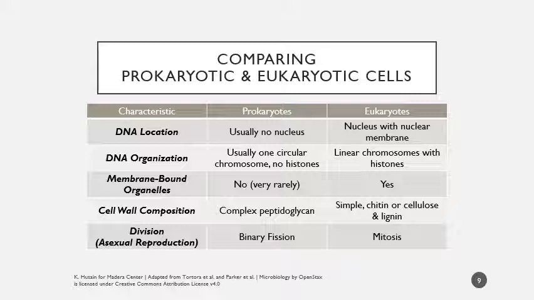Prokaryotes have complex peptidoglycan cell walls. Some eukaryotes also have cell walls. For example, in fungi, the cell wall is made up of chitin. In plants and algae, remember algae are a type of protist, it's generally made up of cellulose and sometimes lignin. So a cell wall is just a support structure to protect the cell. It's found in a lot of different types of cells, but they're different materials. When prokaryotes and eukaryotes go through asexual reproduction, prokaryotes do that through binary fission, and eukaryotes do that through mitosis.